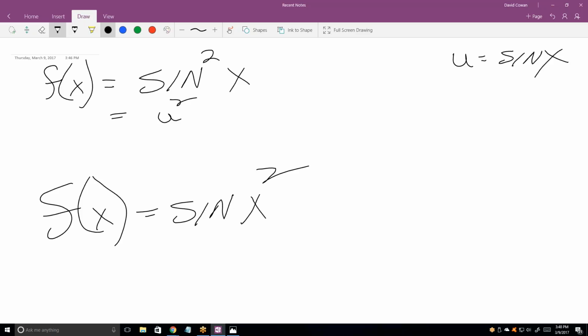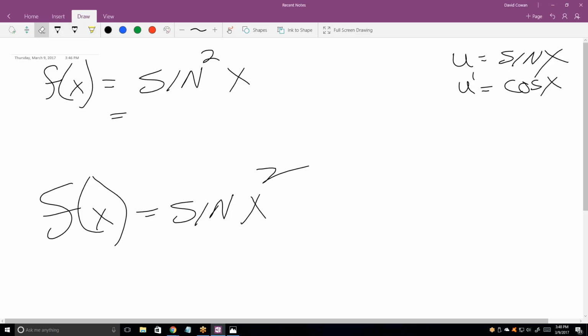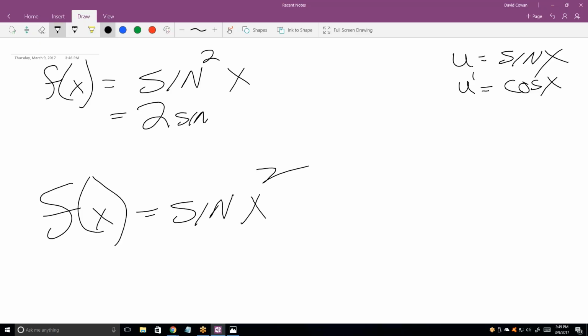Just have to differentiate the u part, which is 2u, and multiply it by the derivative of the inside, which is cosine x. In other words, if I go over here and list the derivative of the inside, it's cosine x. So let's do it the way they're probably going to do it in class, which is 2 sine to the 1 of x, that's the derivative of the outside, times the derivative of the inside, which is cosine of x.